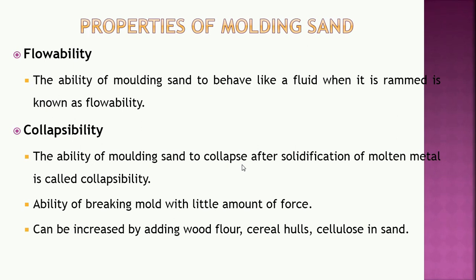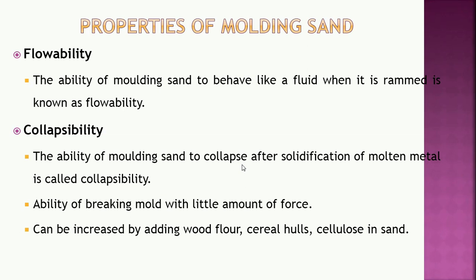Next is flowability. Ability of molding sand to behave like a fluid when it is rammed is known as flowability. After ramming, the molding sand must reach each and every corner of the flask. That's why molding sand must have the highest flowability possible. It should occupy each and every space inside that flask. That ability is called flowability. And collapsibility means the ability of the mold cavity to get broken down easily after the solidification of the molten metal.